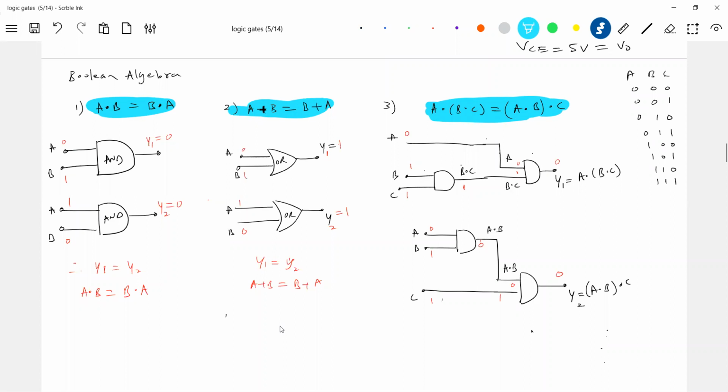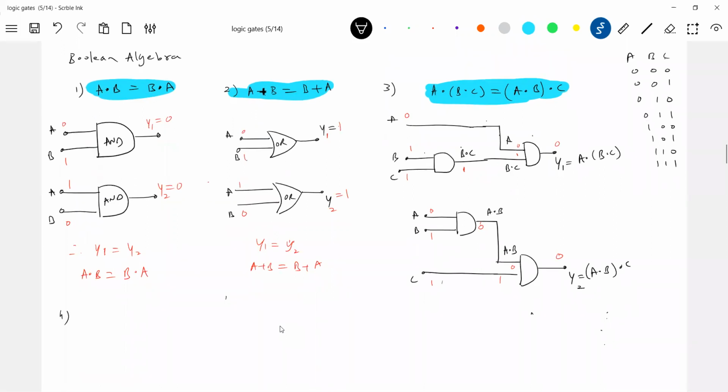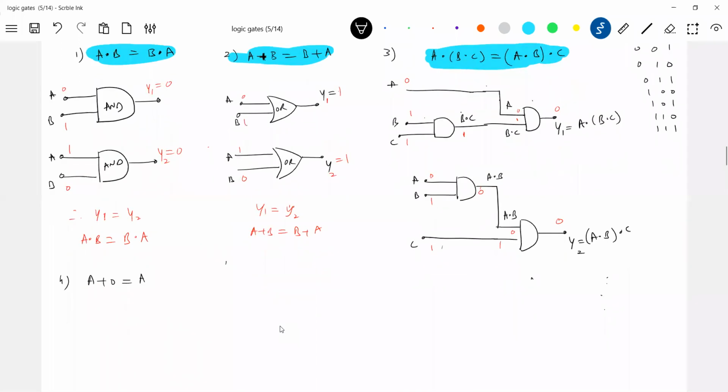Okay, next again, the very troublesome things will start for you. Now, A plus 0, I'll write A. This is A. One input is A. The other input is 0. Now, either you make A a 1 or a 0. What will the output be? Output depends only on A, no?